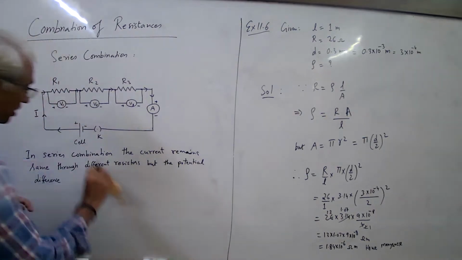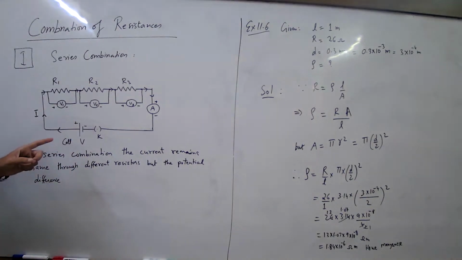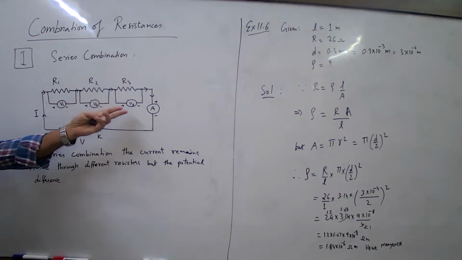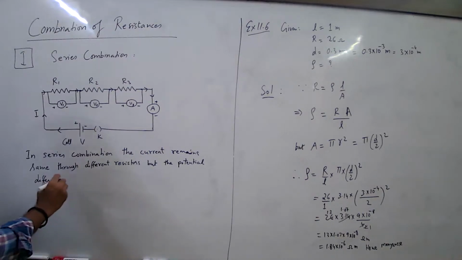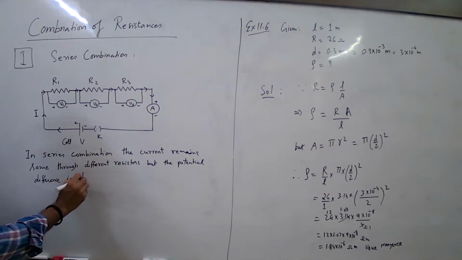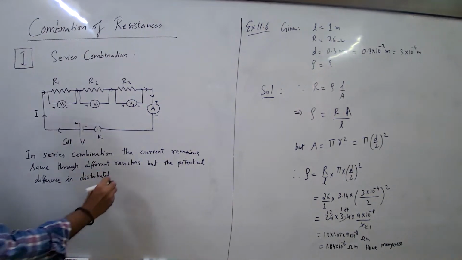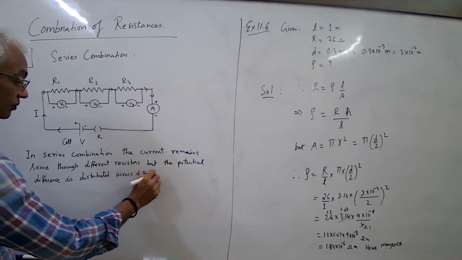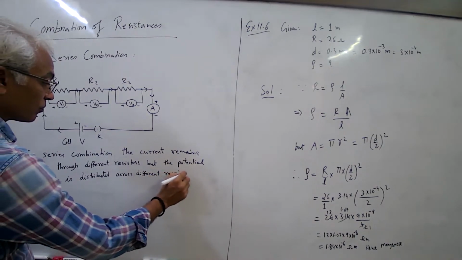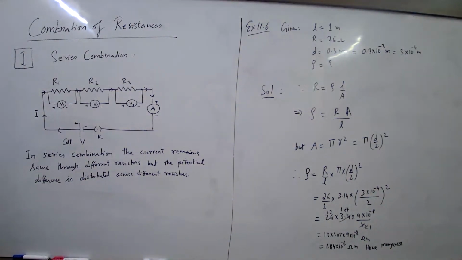So what is the potential difference of the cell? Cell potential difference is V. So V is the total potential difference of the cell, and now it is distributed across different resistors.